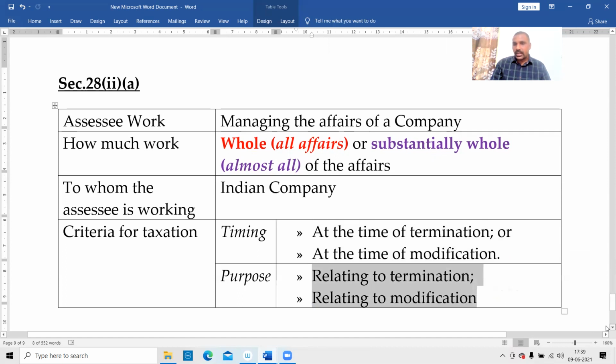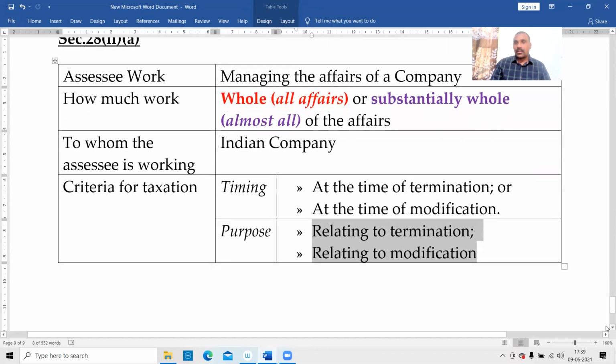I'll tell you: even though it appears that all four are taxable, in case of disputes, who has to prove? That is the important point. In case of disputes, who has to prove?